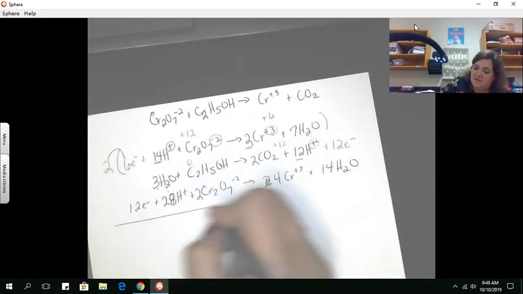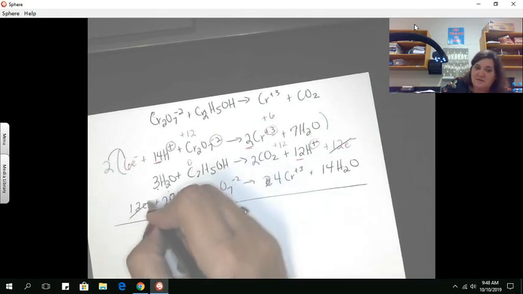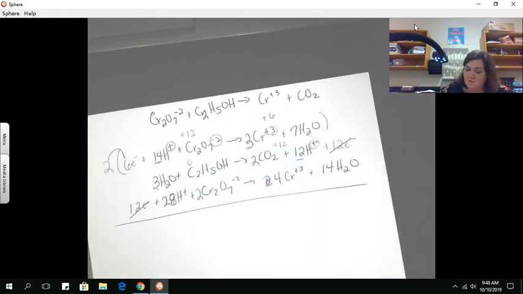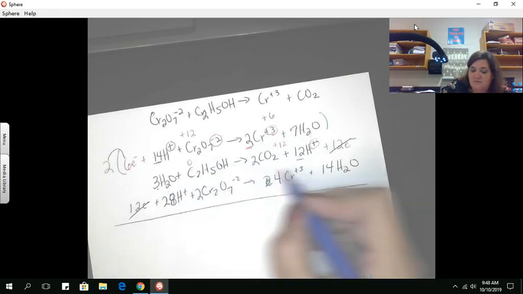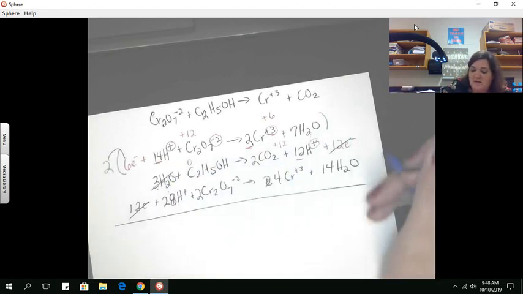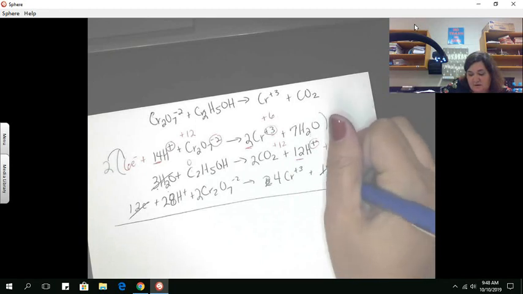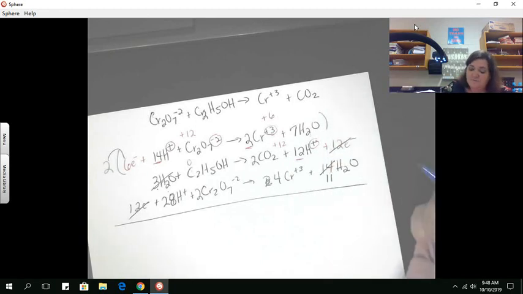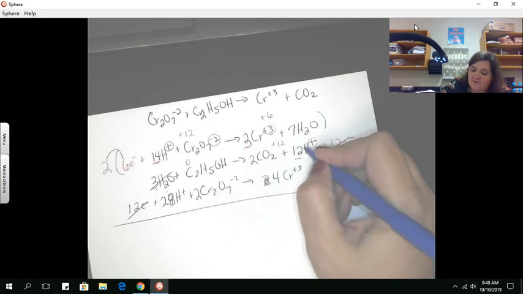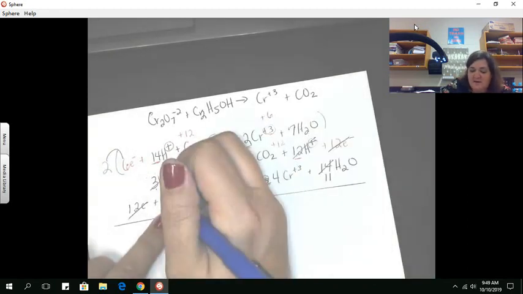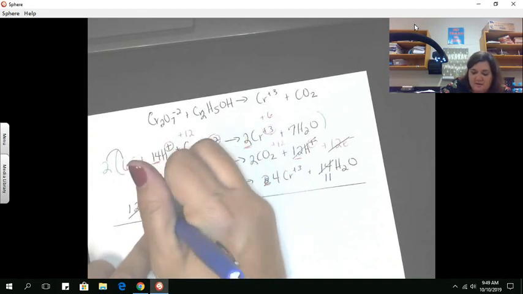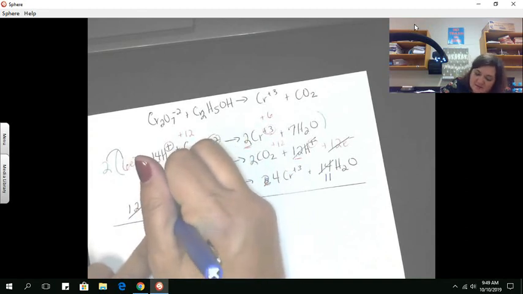Alright, so then our electrons are equal, so now they would cancel out. We would also be able to cancel out, or reduce anyway, our waters and our hydrogens. So since we have 3 waters on the left and 14 on the right, the 3 on the left would go away. We would subtract 3 from the right, and that would leave us with 11. And the same with the hydrogens. We have 12 on the right and 28 on the left. The 12 on the right would go away, and we would subtract them from the 28, and that would leave us with 16.